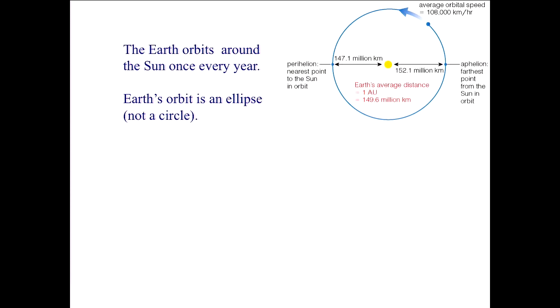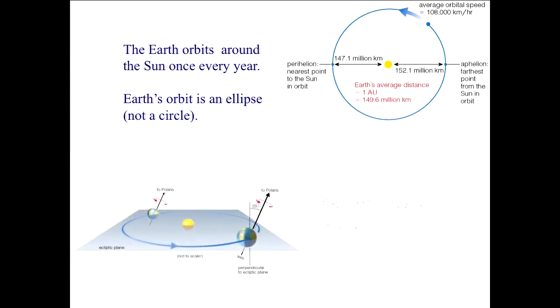Everybody gets A's. So here's a diagram. There's the sun again. The Earth goes around once a year. We already talked about one astronomical unit is the distance, 150 million kilometers. The Earth's orbit actually is not a circle, it's an ellipse. We'll talk about that later in a week or two. But here's a better diagram.